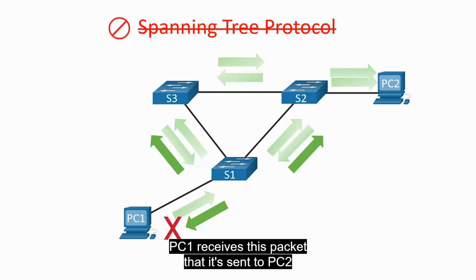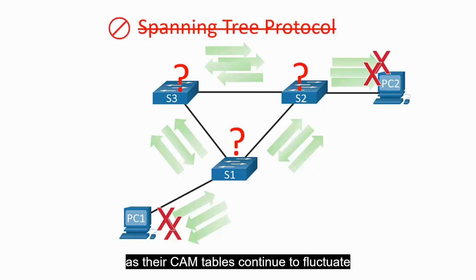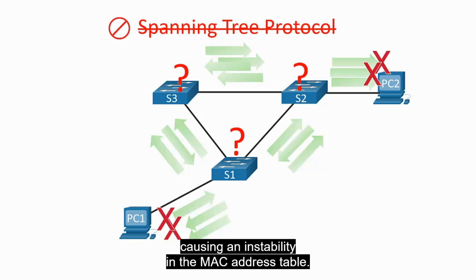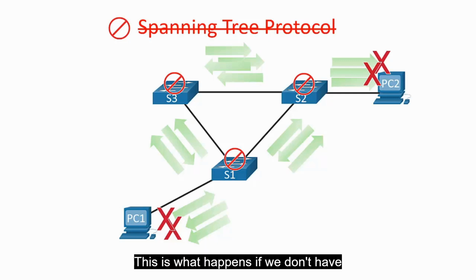Notice the packet's going back to S1. S1 is now getting false information into its CAM table as to the location of PC1 and PC2. PC1 receives this packet that it sent to PC2 back at itself, and the process begins again, duplicating on the network. PC1 and PC2 keep receiving duplicates, and S1, S2, and S3 are confused as their CAM tables continue to fluctuate, causing an instability in the MAC address table. This will eventually shut down, essentially, communication on the network, causing a layer 2 broadcast storm. This is what happens if we don't have the spanning tree protocol.